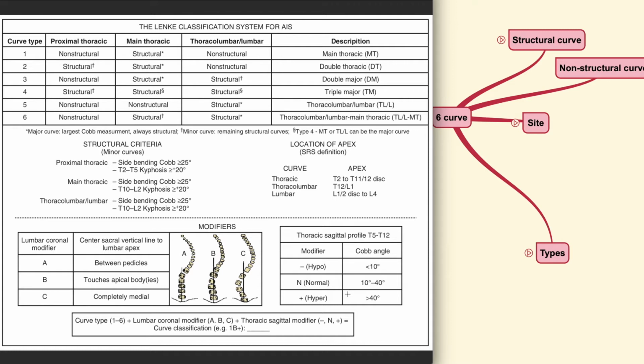You measure the kyphosis starting from T5 to T12, and you could determine whether this is a hypokyphosis, normal kyphosis, or hyperkyphosis. Now, the classification is then written as such. First is the number, the curve 1 to 6, and next would be the lumbar coronal modifier A, B, or C. As shown here in the example, this is a 1B, and if you find a hyperkyphosis curve, then you put a plus in it. So as a whole, a complete classification would be written as 1B plus.